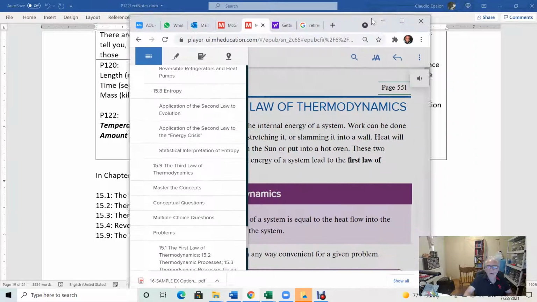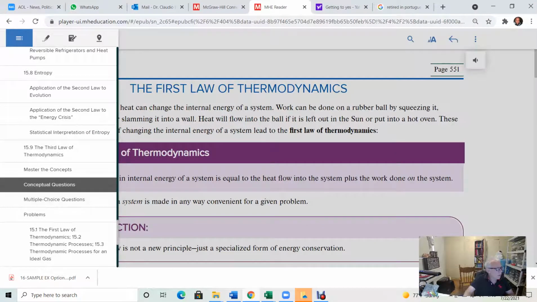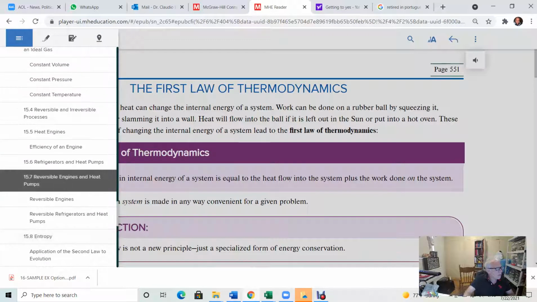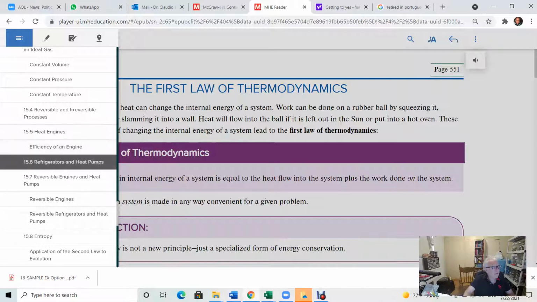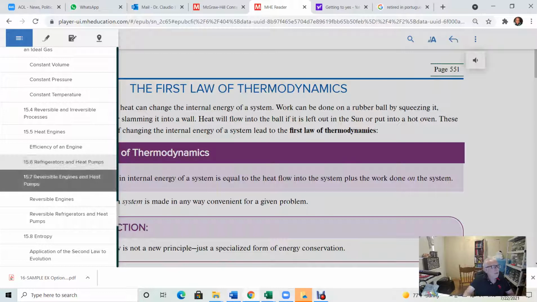Let me just give you a little brief about the other sections. Okay, 15.5 is applied to internal combustion engines, for instance. Okay, so it's important, but I prefer to leave it for a more advanced course. Then we have refrigerators and heat pumps. If you want to understand how air conditioner units and refrigerators work, that's where you have to go.